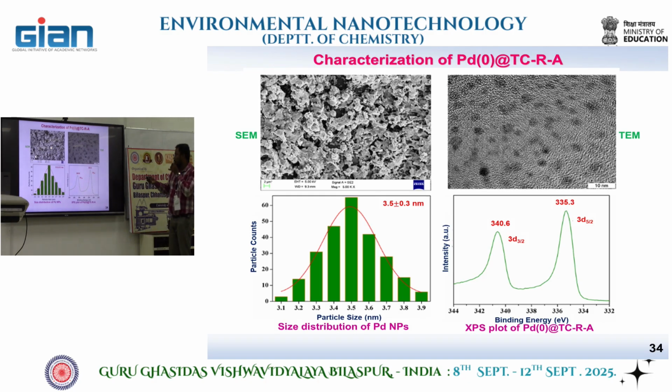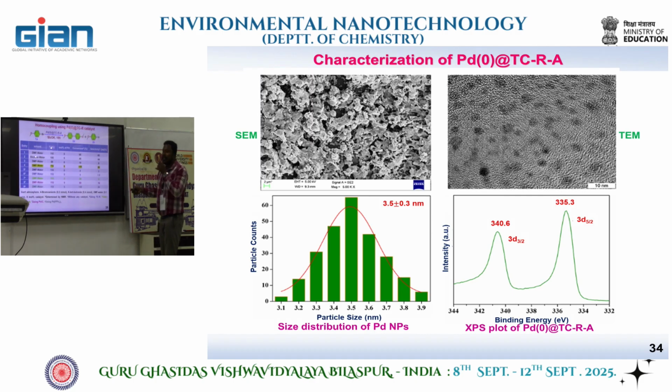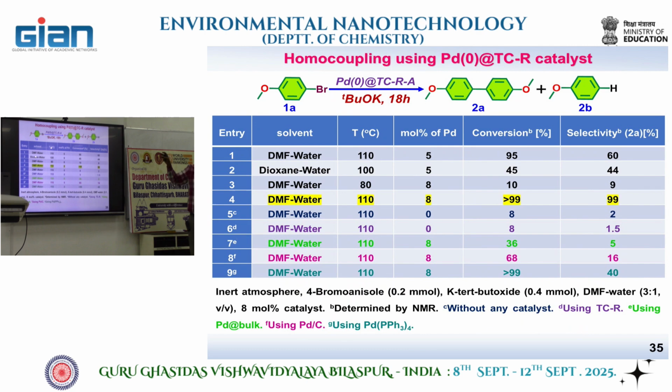And this is the morphology. You can see that this is an amorphous material. And next, this nanoparticle we have used as a catalyst, because nanoparticles have application in catalysis, so we have checked some catalysis, and we got around quantitative yield in DMF-water medium under 100 degrees centigrade heating conditions.